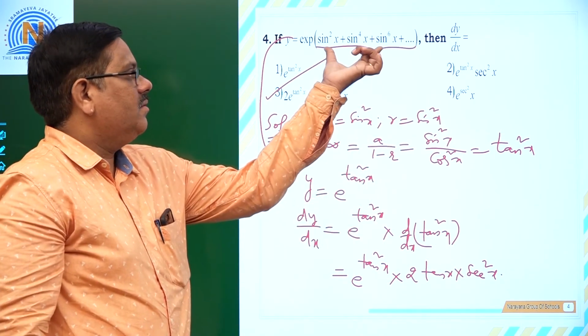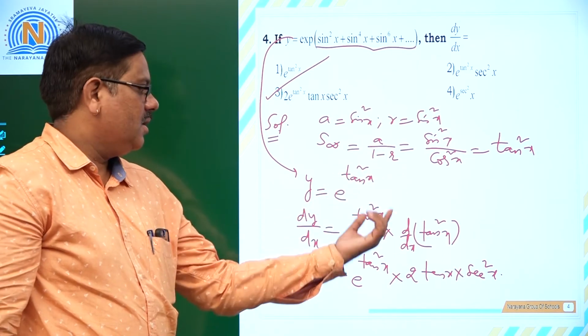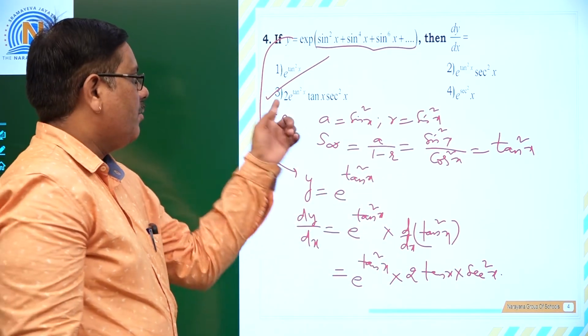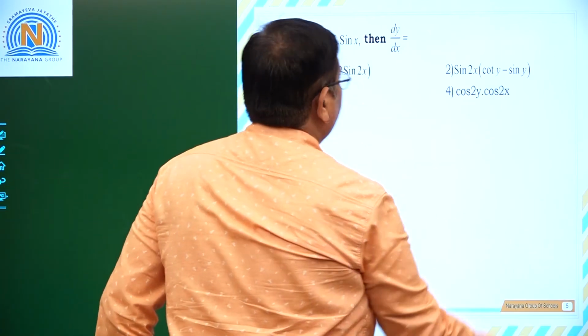First step is simplification of the given result. Then you have to differentiate e power tan square x, where we have to apply the chain rule. Thereby we got the answer as the third option. Right? Let us see the next question.